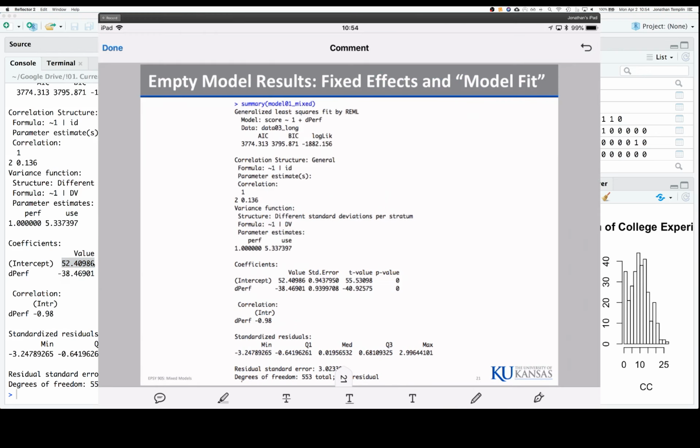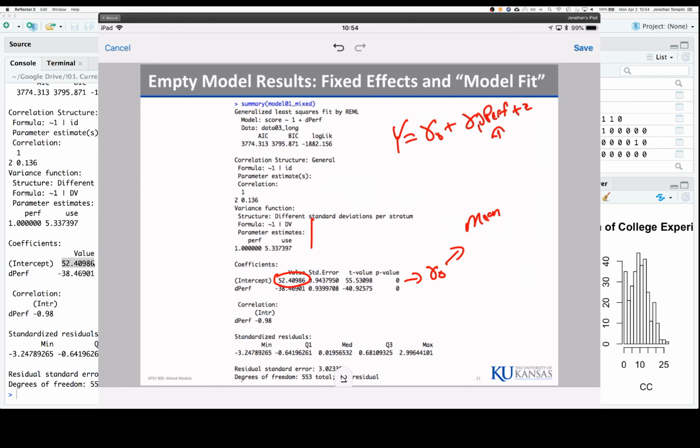I'm going to flip back to my slides because this is the output that you'll see right here. So what is our model again? It said y is equal to delta 0 plus delta 1 times d performance plus error. Well, when this predictor is 0, that means this value right here, delta 0, is the mean for usefulness. So that's our mean for usefulness.